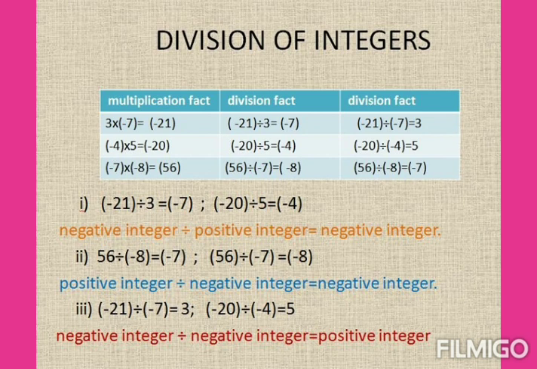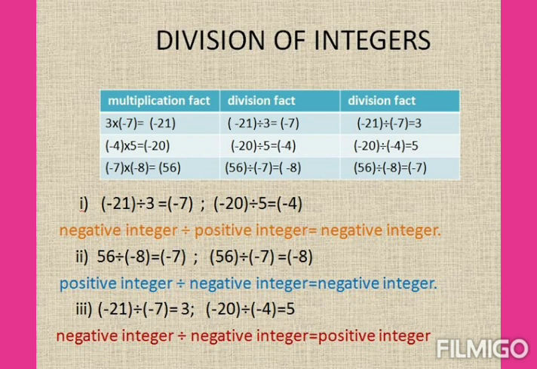Let us consider the third one. This also I have taken from the table. The division facts are minus 21 divided by minus 7 is equal to 3, and minus 20 divided by minus 4 is equal to 5. In these two division facts, I can observe that when we divide a negative integer by a negative integer, the result is a positive integer.